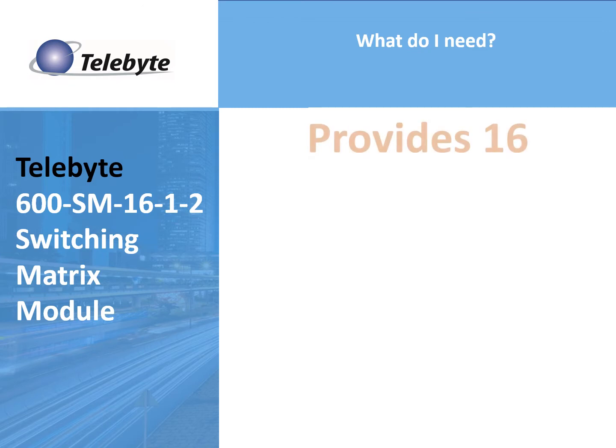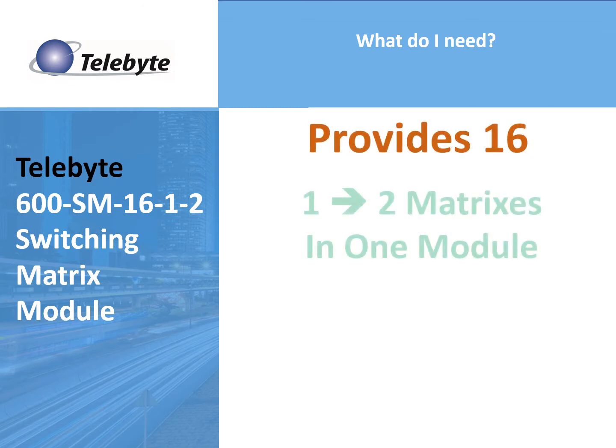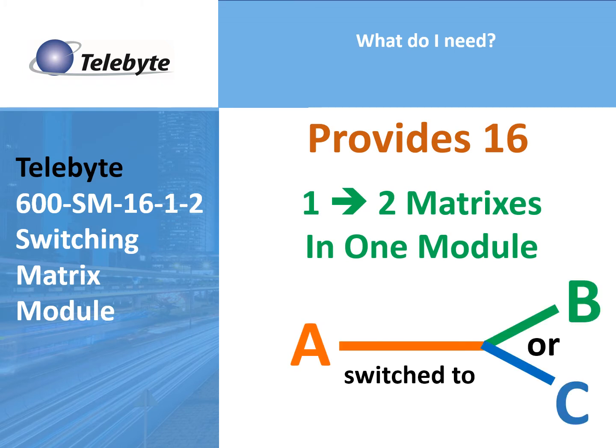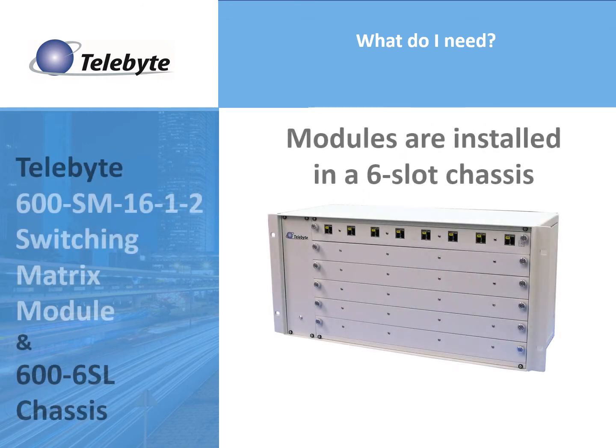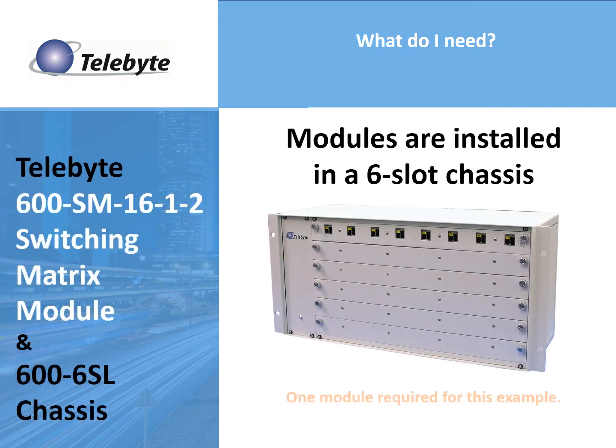The second Telebyte product needed is the 600 SM16 1x2 that provides 16 1x2 matrices in one module. The Telebyte 600 SM16 1x2 switching matrix will do the job of switching each DSLAM DPU port to one of two CPEs. The module is installed in the 600 6SL chassis that provides power and communication and accepts up to 6 of the modules. Our setup will require only one module.